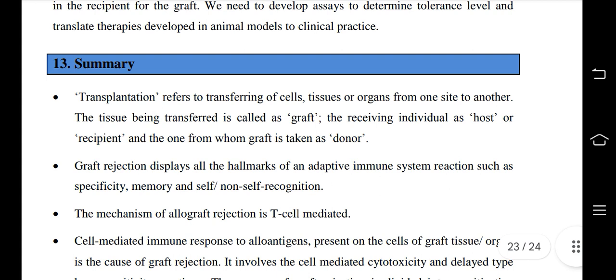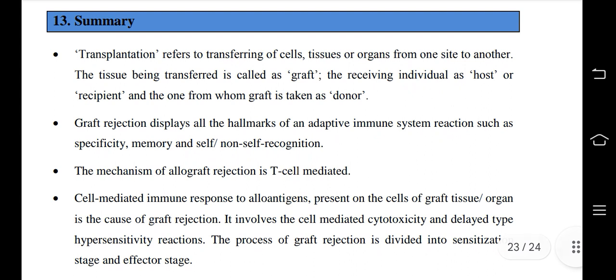Now, another summary. Let's have a summary. Transplantation refers to transferring of cells, tissues, or organs from one site to another. The tissue being transferred is called a graft, the receiving individual is the host or recipient, and the one from whom the graft is taken is the donor. Graft rejection displays all the hallmarks of adaptive immune system reactions, such as specificity, memory, and non-self recognition.